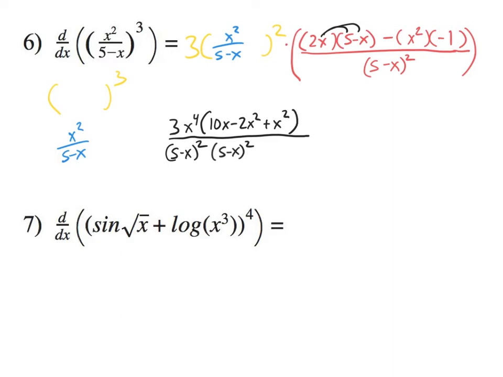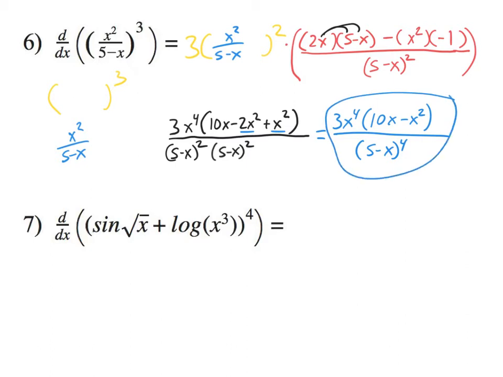So let's do a little bit more simplification here. We still have the 3x to the 4th on top. These two combine, so won't that be 10x minus x squared? And on the bottom, won't that be 5 minus x to the 4th? And I'm going to stop there. I mean, yes, you could pull a GCF out of these two, but I'm going to stop here. That looks clean enough for me.